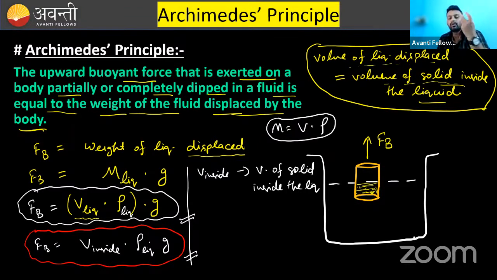Buoyant force is equal to, what is buoyant force? Buoyant force is equal to the weight of the liquid displaced. Now the weight of the liquid displaced is mass into G. Mass of the liquid is volume into rho, and volume of liquid is equal to volume of the solid inside the liquid. I think till now everything is clear.